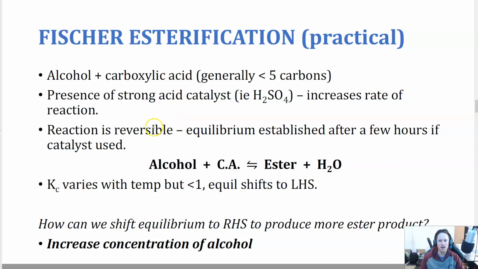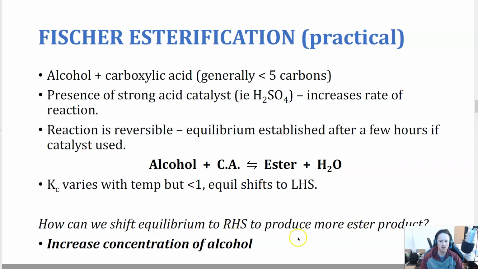You want a strong acidic catalyst, which increases the rate of reaction, like sulfuric acid. It's a reversible reaction. There's an equilibrium that's established after a few hours. So the alcohol and the carboxylic acid and the ester and the water is an equilibrium reaction. The Kc value, which is which side of the equilibrium is favored, it varies with temperature, but it's less than 1. So basically, it favors the formation of reactants. So the yield of ester is usually relatively low.